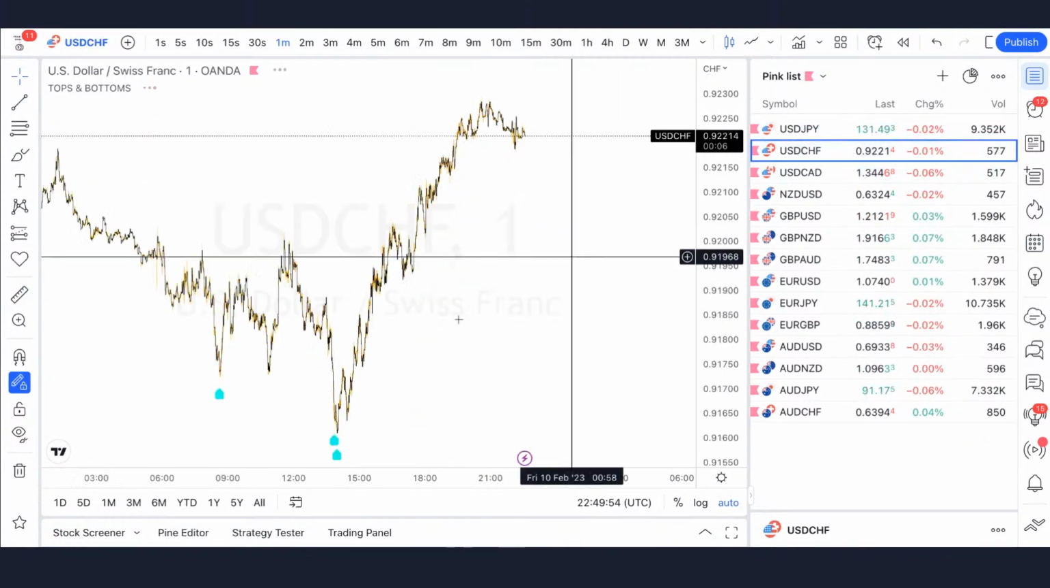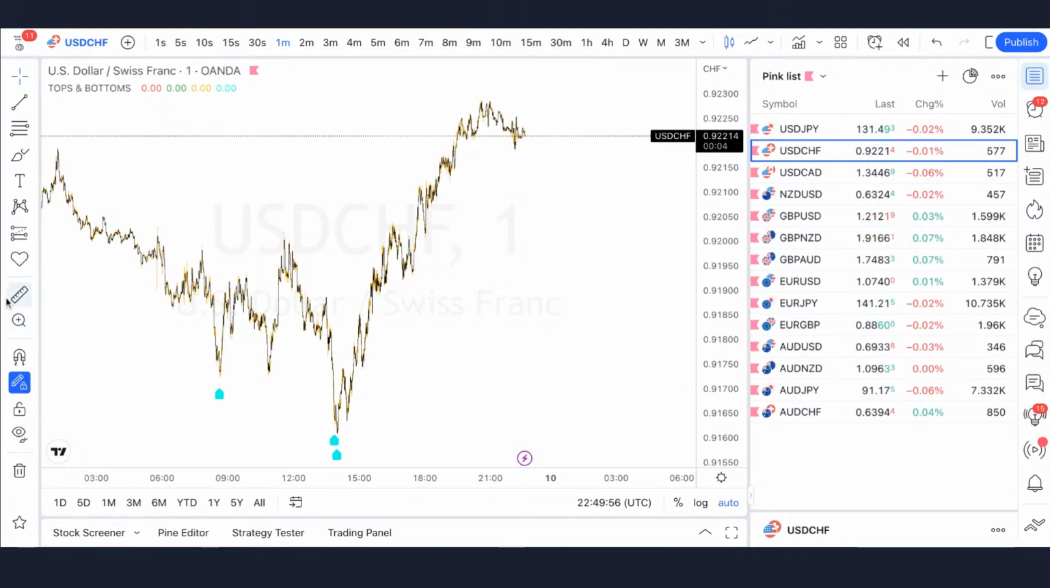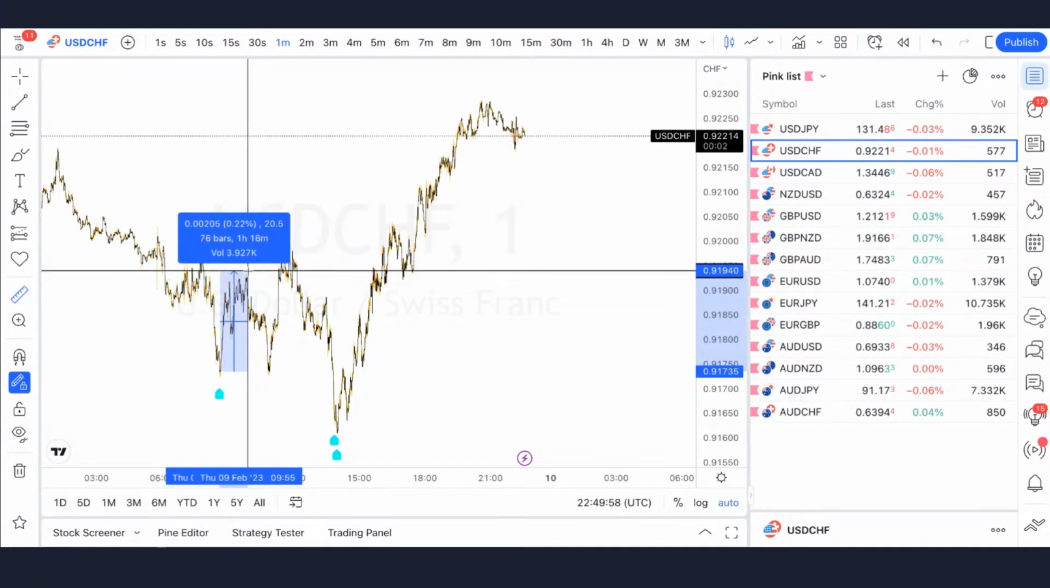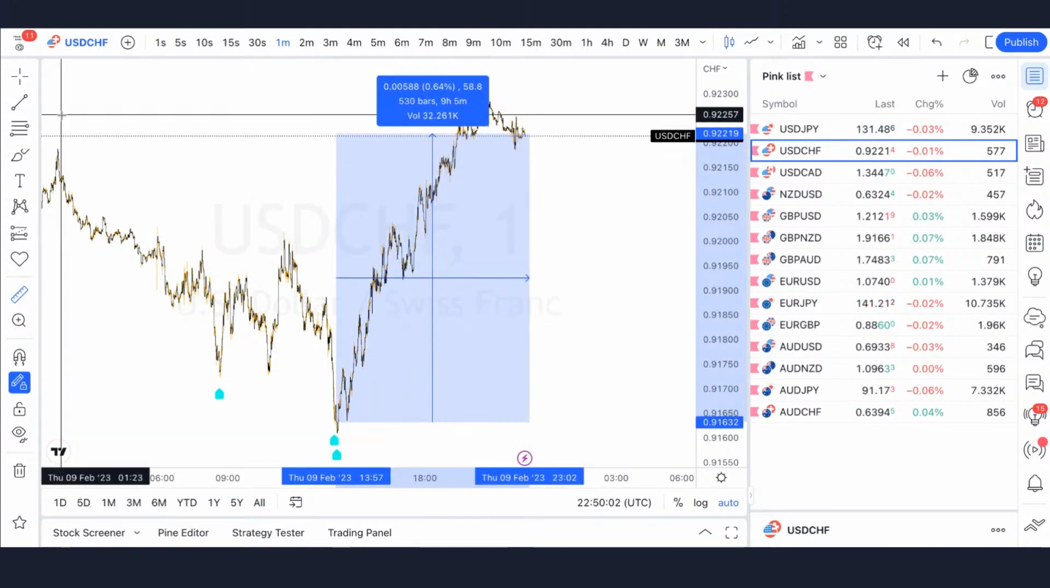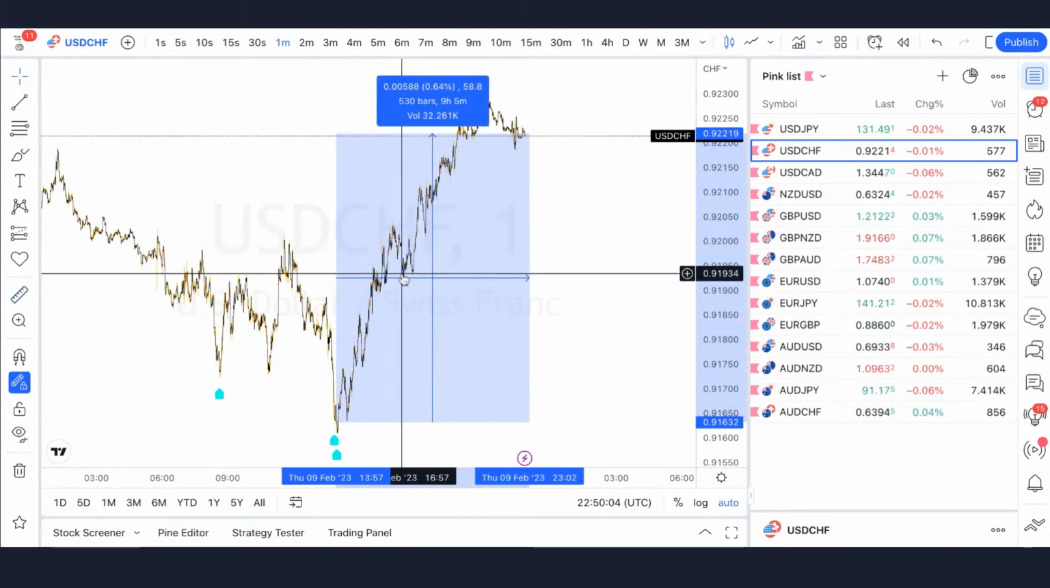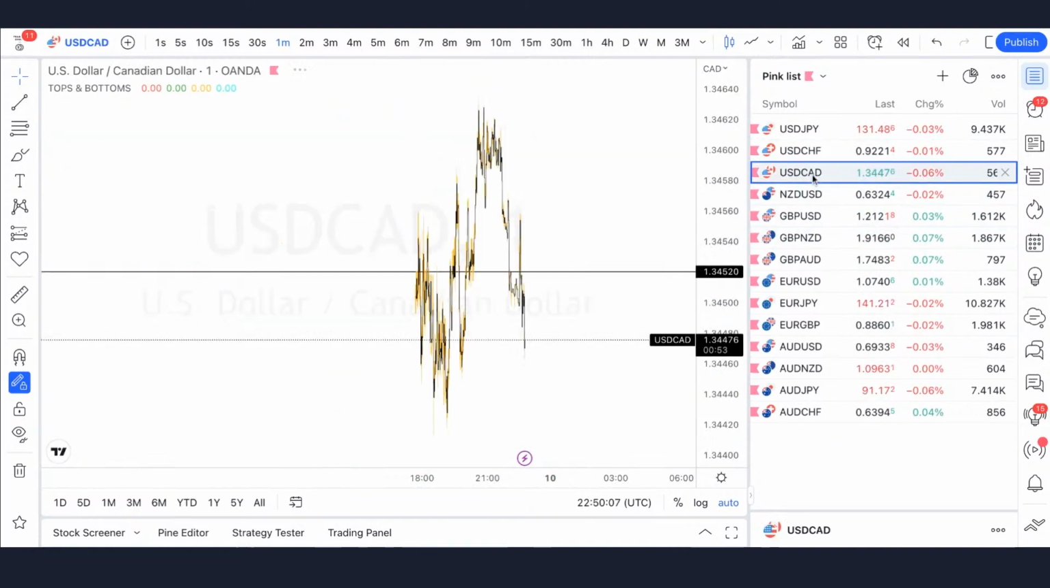So we've seen two very nice moves here on the dollar Swiss. We've got this one here, it still offers about a 20 pip trade, and this one offering 58, 60 pips. Brilliant trades, both of those throughout the day.